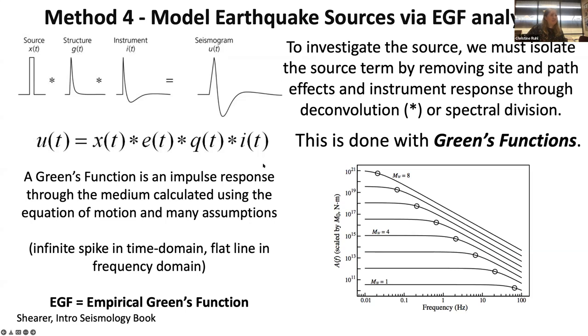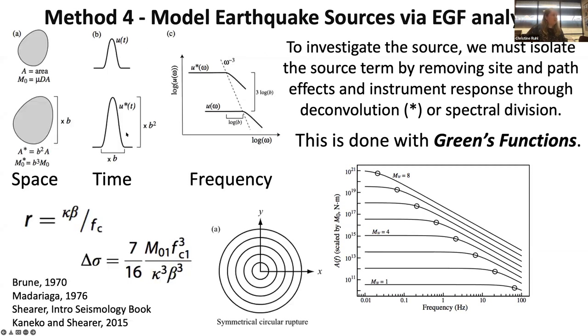And so the idea of removing this is using a Green's function, which would be based on the velocity structure. But what I do is use an empirical Green's function, or an EGF, by assuming that a smaller earthquake that might be co-located is basically acting like that point source or that delta function.